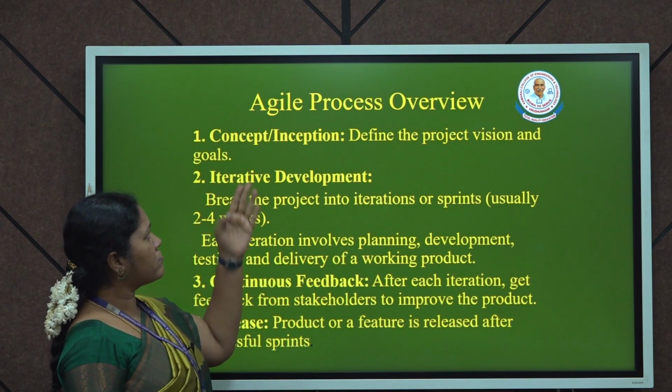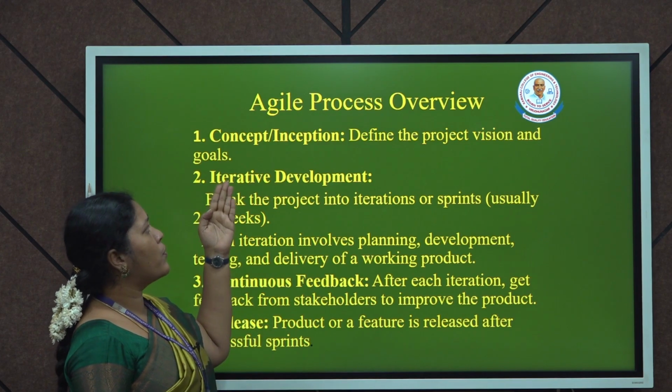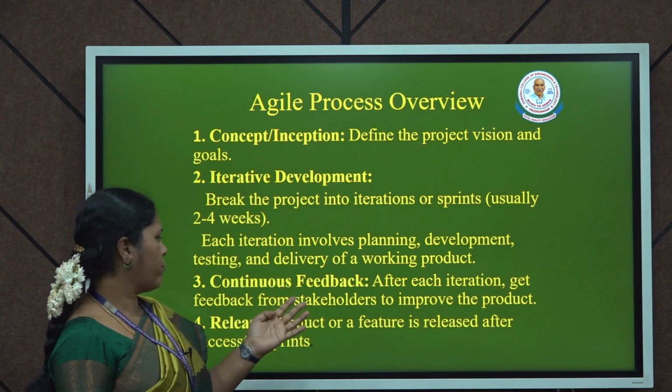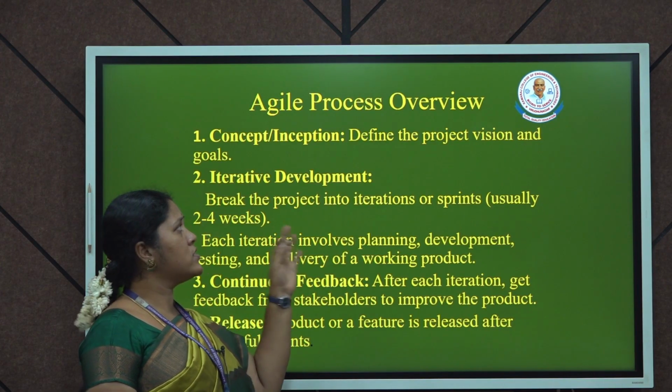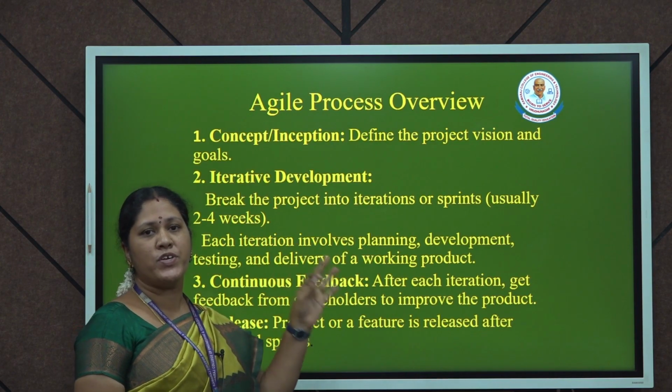So next, Agile processes. The process of Agile consists of 4 stages. The first one is the concept inception. In the first step we are going to define the vision of the project.